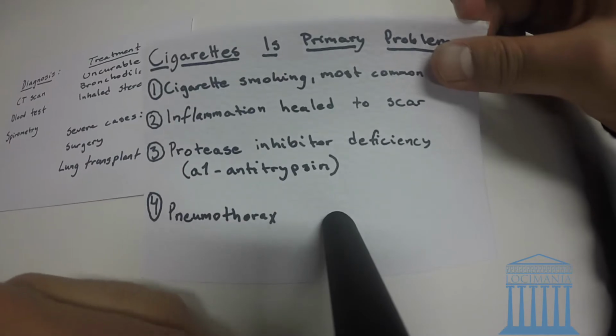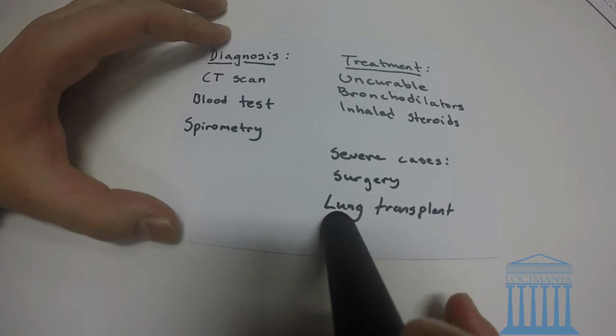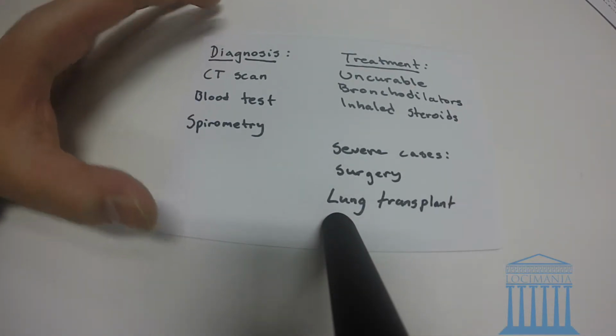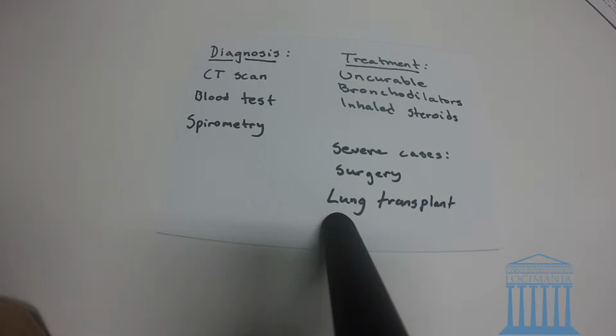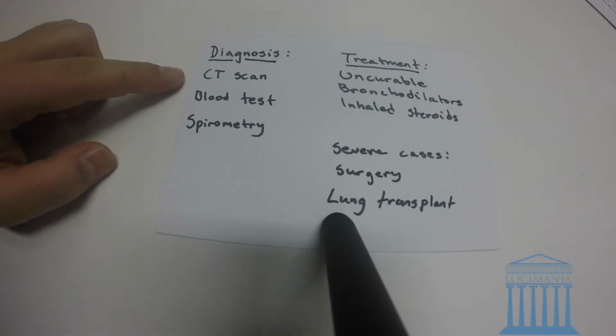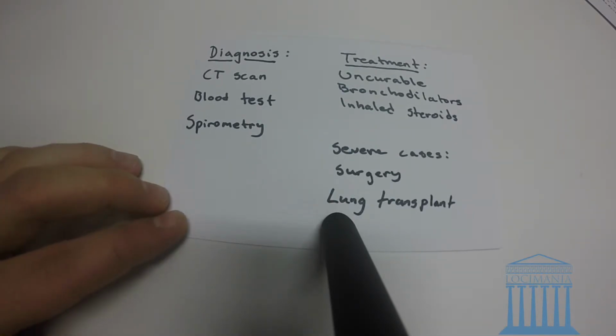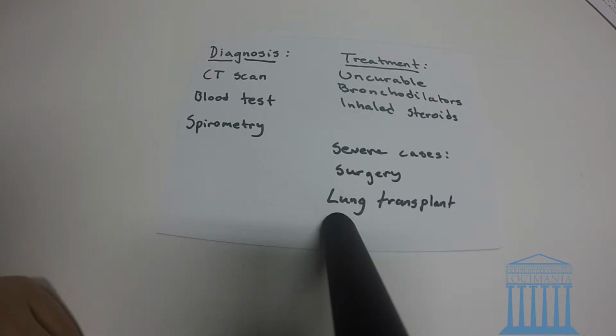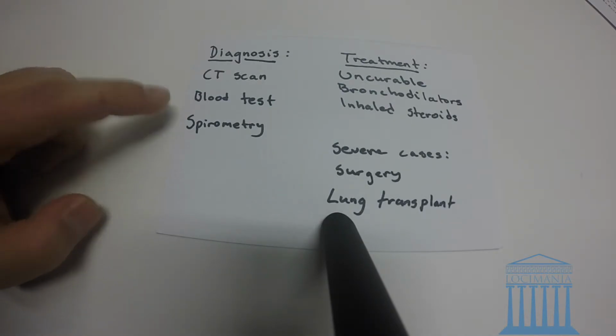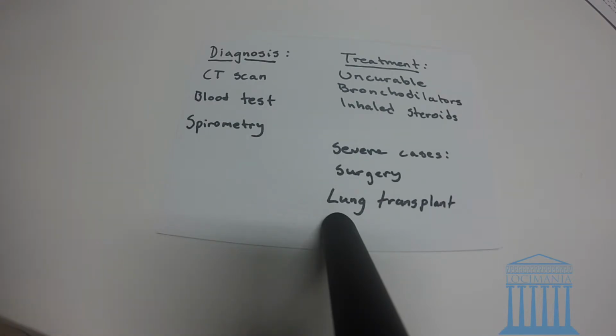So now we move on to the diagnosis and treatment, and I'll show you how to diagnose and how to treat. So first of all, you have CT scan, a blood test, and spirometry in diagnosing. CT scan is mostly used for the surgeon to see if you need any kind of surgery. A blood test checks the oxygen and carbon dioxide levels in the bloodstream. And then you have the spirometry, which is the most important one in diagnosing this disease, because it checks if it's restrictive or obstructive disease in your lungs.